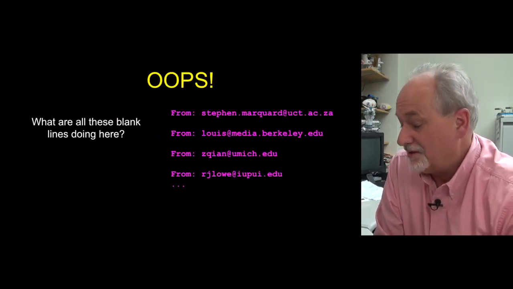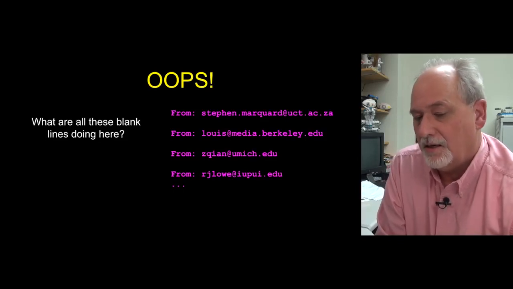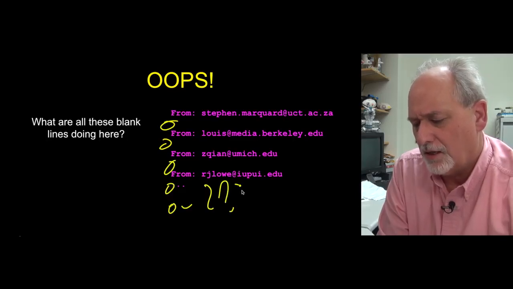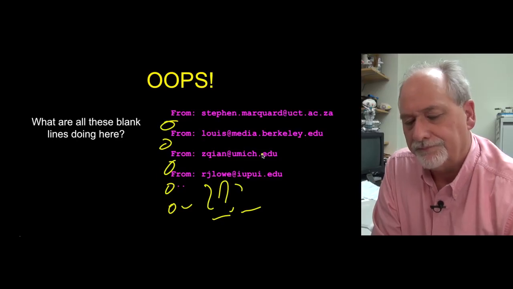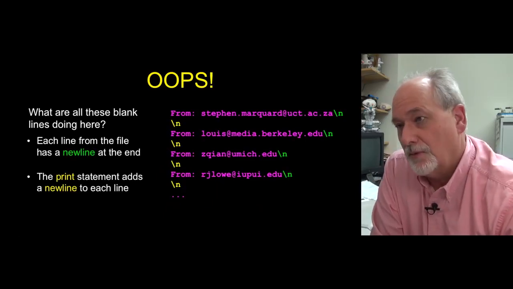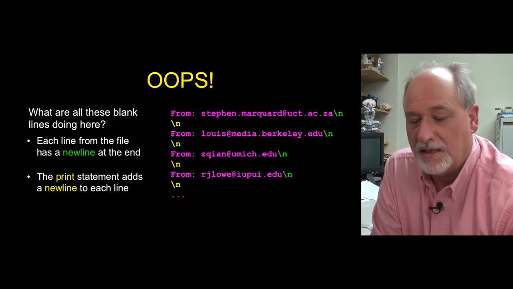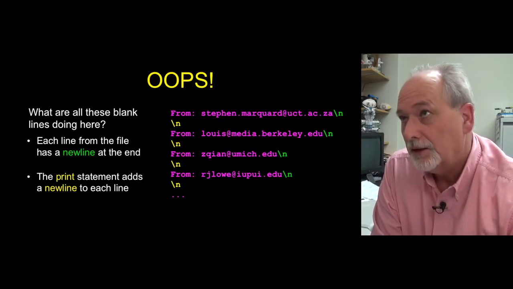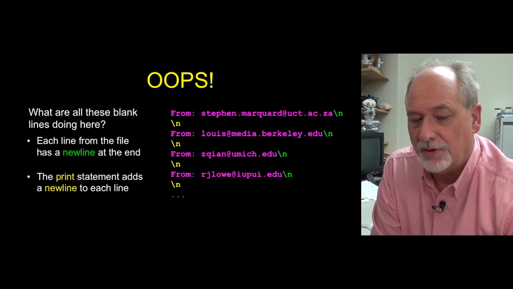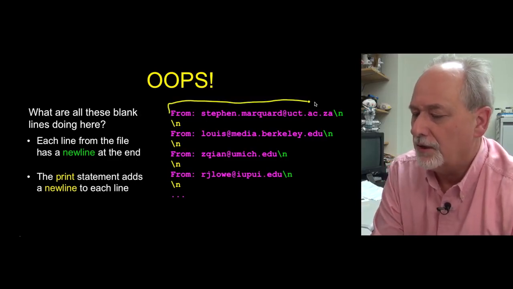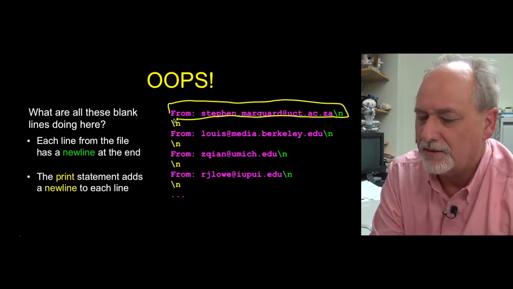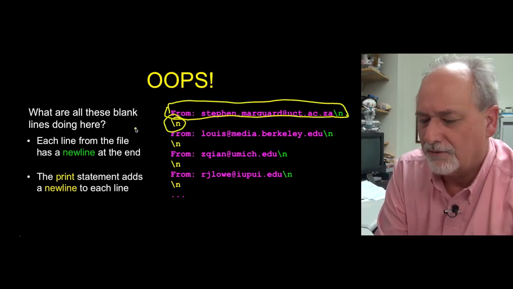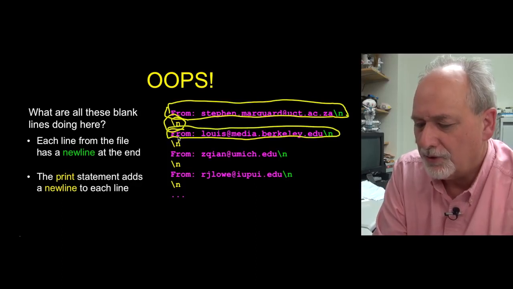Now, when we look at the output of this, it's kind of weird. We see these little blank lines that show up. Blank, blank, blank, blank. What's going on here? So let's take a quick look. The problem is new lines. I mentioned that the file has new lines in it, and when you do the for loop, it doesn't throw the new lines away. As you might expect, it would be nice if it did, but it doesn't. When you read, it reads that first line up to and including the new line and gives you that back as the variable. So that is the first new line. And then the print statement actually adds another new line.